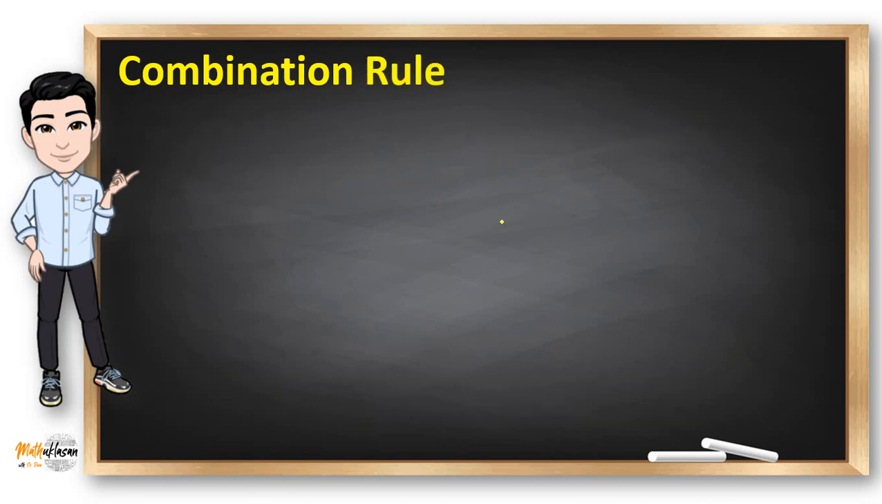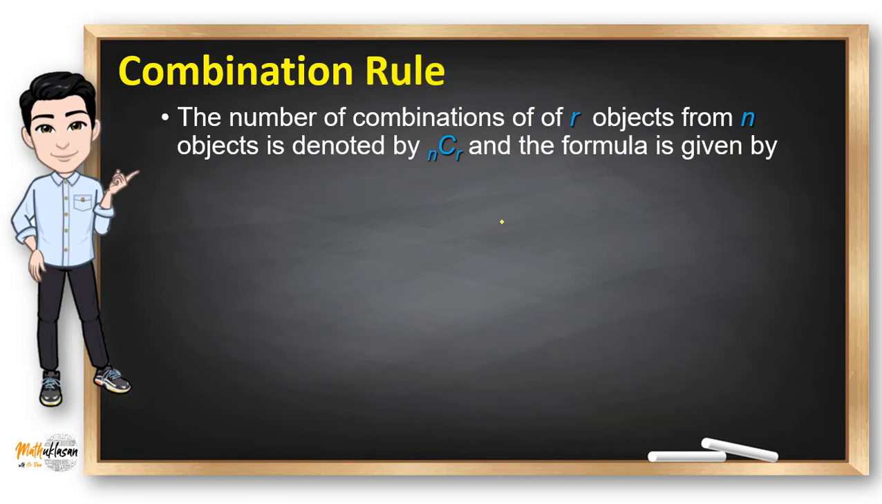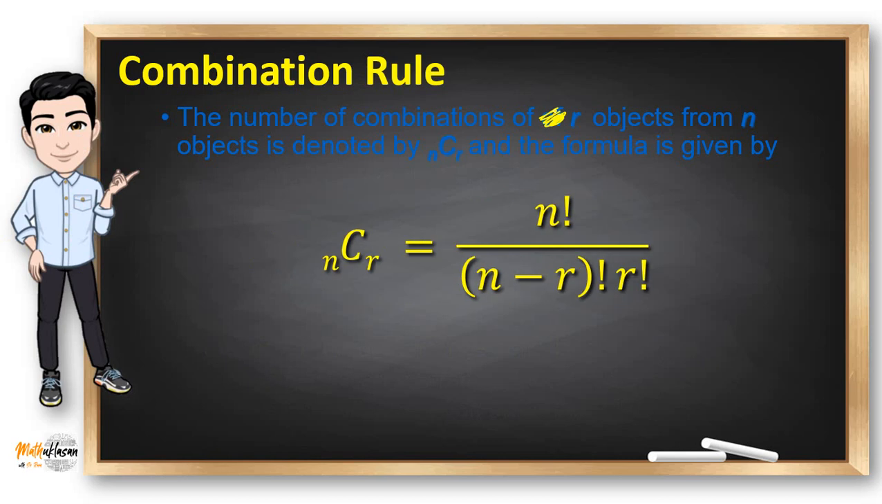And by this, we have the combination rule, wherein the number of combinations of r objects from n objects is denoted by nCr. The formula is given by nCr equal to n factorial divided by n minus r factorial times r factorial. This written notation, with n and r beside C, is the same as nCr.